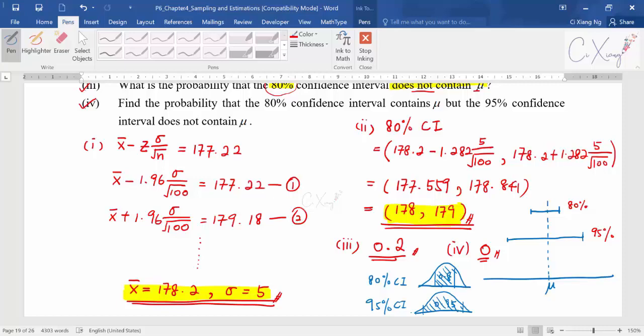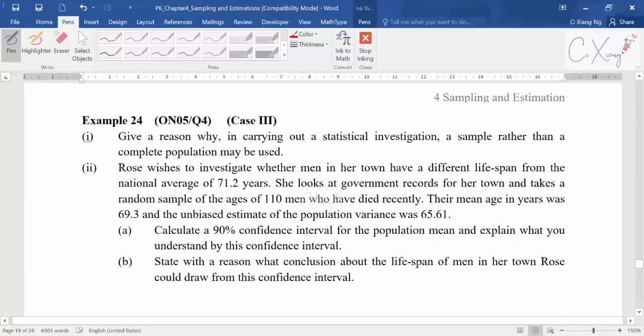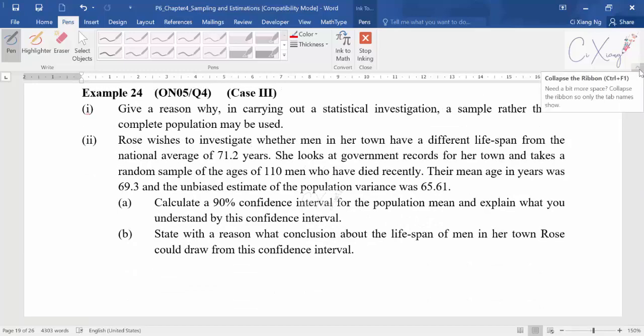So throughout this question, actually you didn't see any keyword about normally distributed. So from here you know that the population is not normal. All right. Okay, so if no problem, then maybe we can proceed to the next example. Okay, example 24. So example 24 belongs to case number 3.